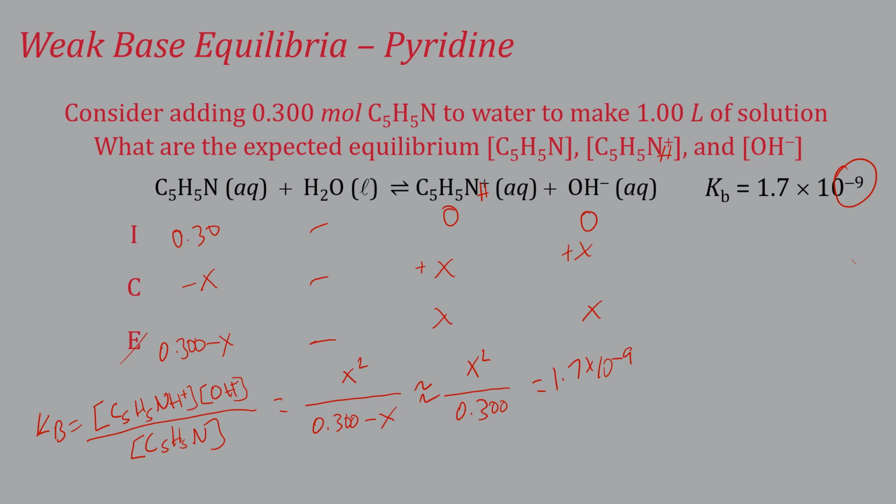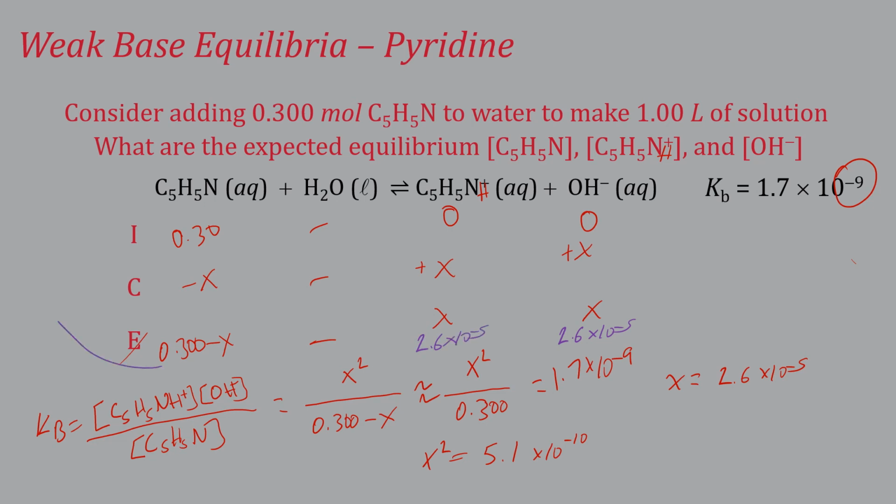So we get x squared is equal to about 5.1 times 10 to the negative 10, which gives us an x equal to 2.6 times 10 to the negative 5th. So the equilibrium concentration of hydroxide is 2.6 times 10 to the negative 5th. The equilibrium concentration of the pyridinium ion is the same thing.